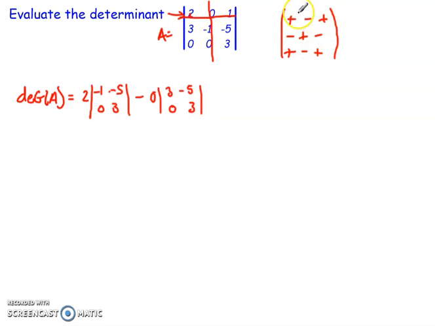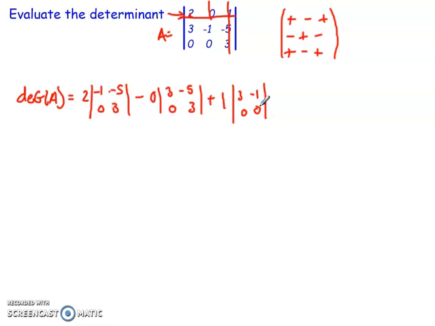Table of values again in terms of signs. Third one's a plus, so I'm going to have plus that third one. And that element there is 1. So it's going to be plus 1 times my determinant. Now remember, the determinant in the 2 by 2 matrix, we eliminate the column it's in, and it's what's left. So it's going to be plus 1 times 3, -1, 0, 0.